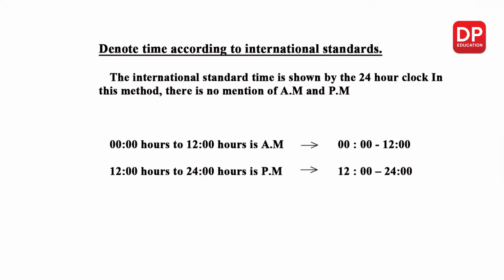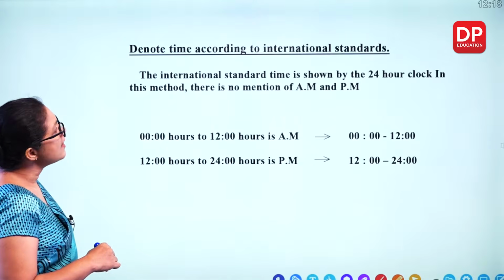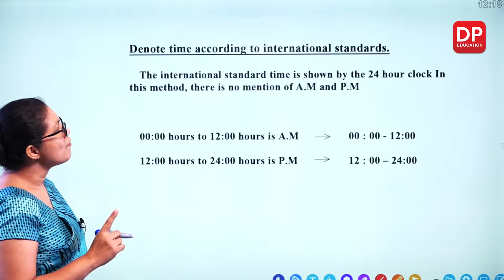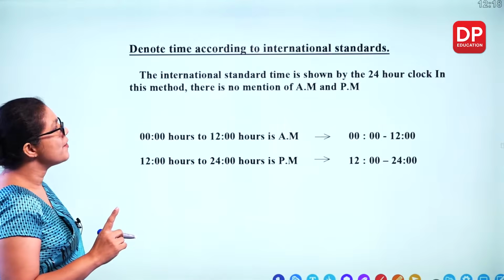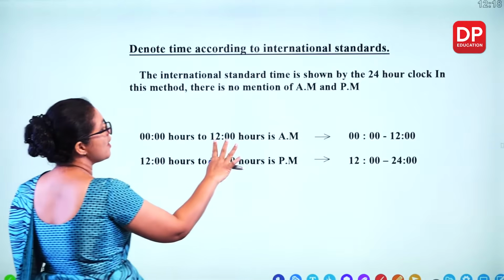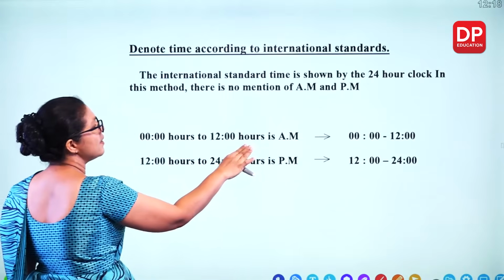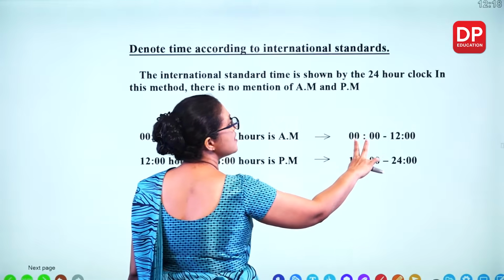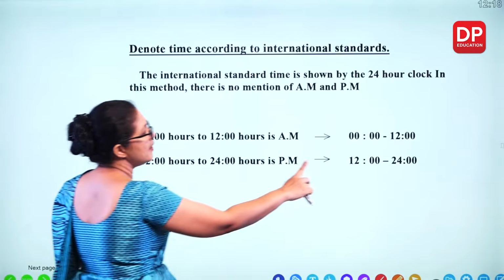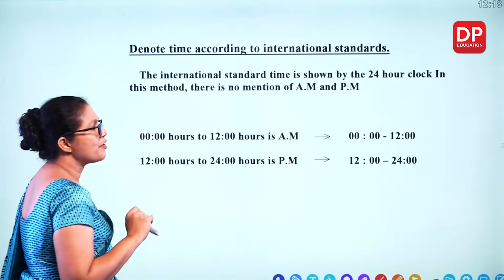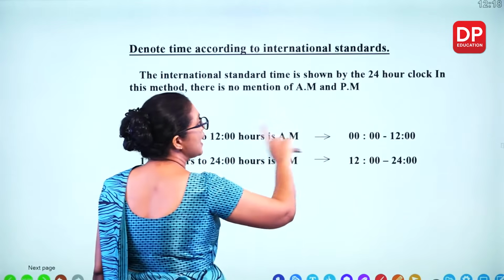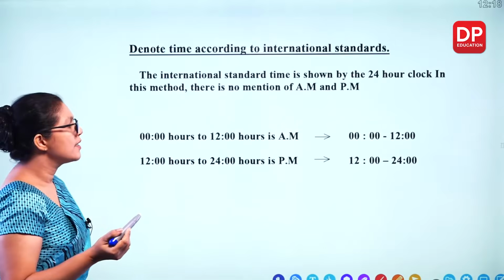Denote time according to international standards. The international standard time is shown by the 24-hour clock. In this method, there is no mention of AM and PM, antemeridian and post-meridian. So we use 00 means 12 hours here to here. That means AM, we write 0 to 12. Then 12 noon to 24 hours, that means PM. So remember how to convert this time, AM, PM to the 24-hour clock.